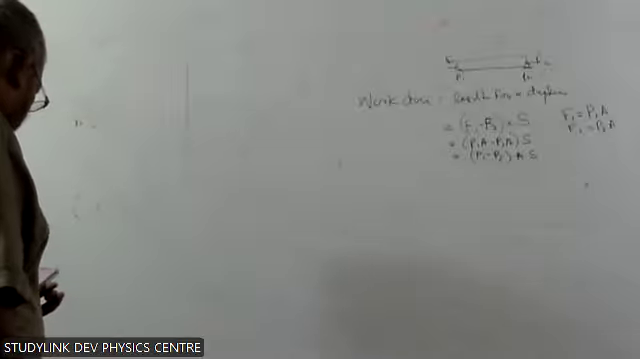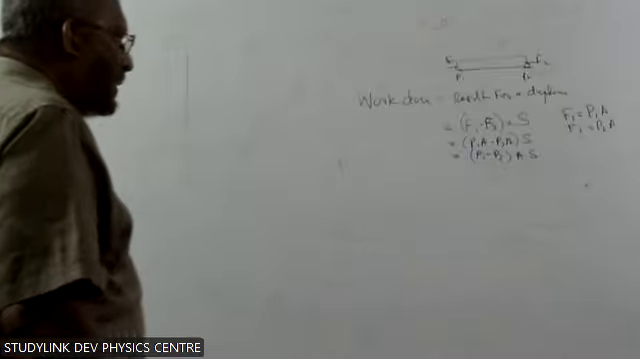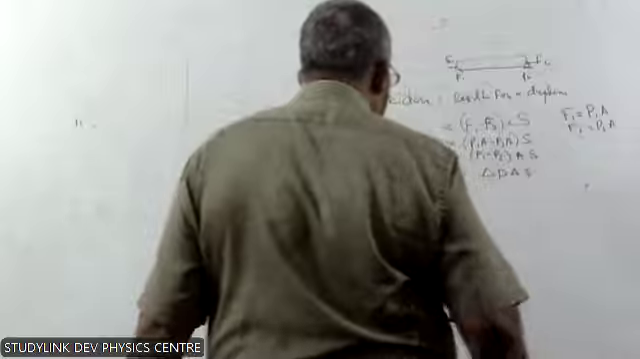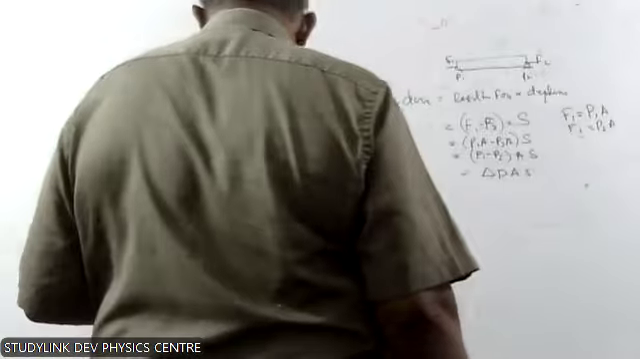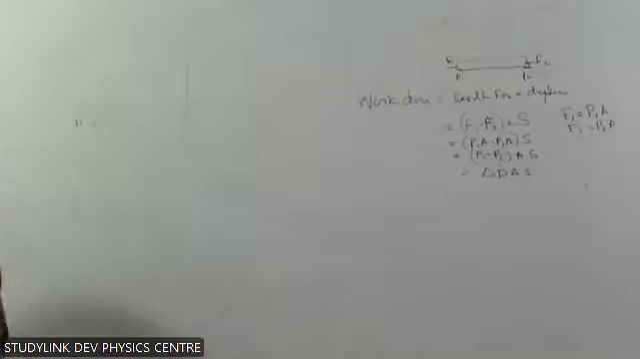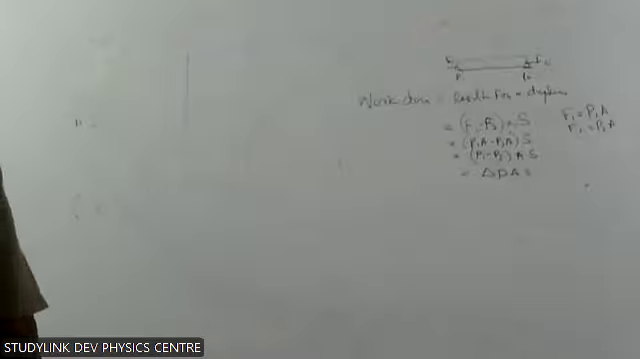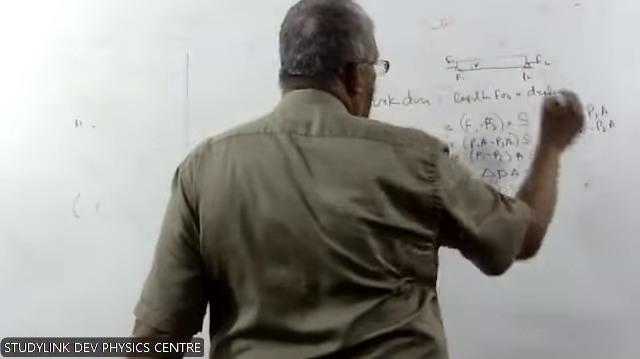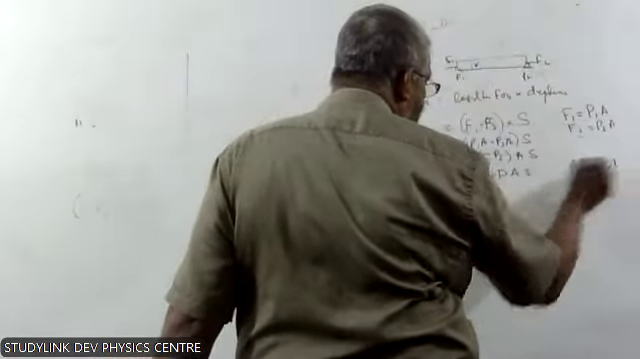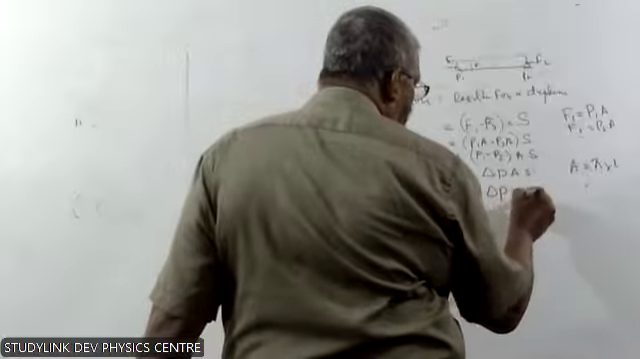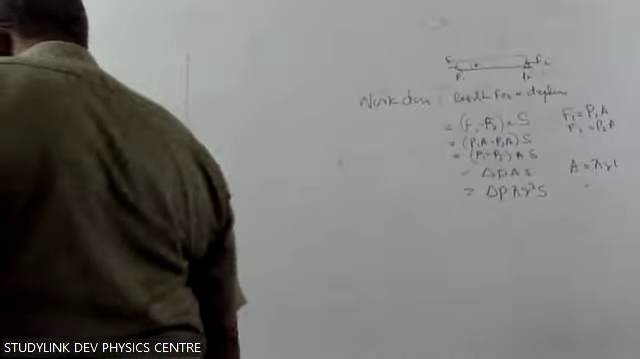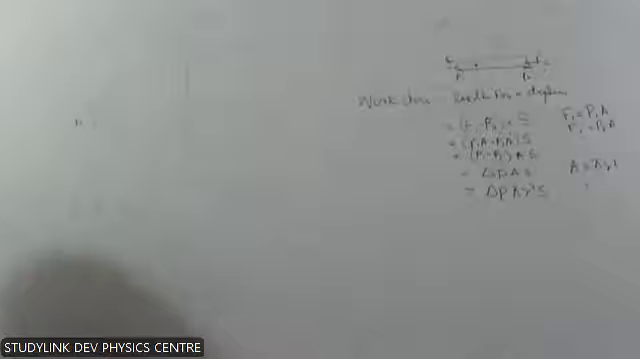Like that you can get it. This is delta P, delta P A S. Then this is R. Then A is equal to pi R squared. Delta P pi R squared S.